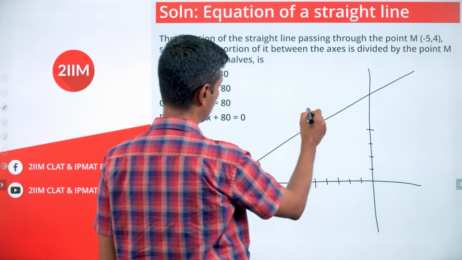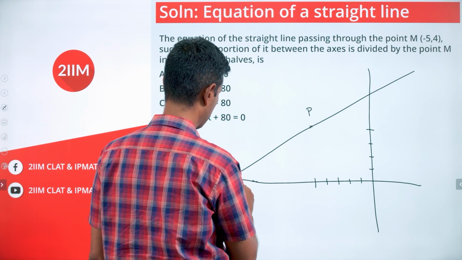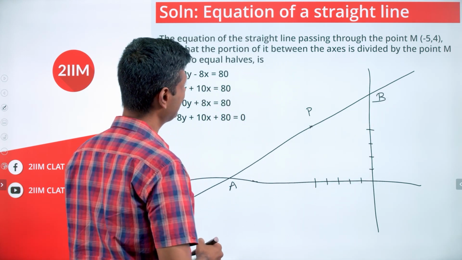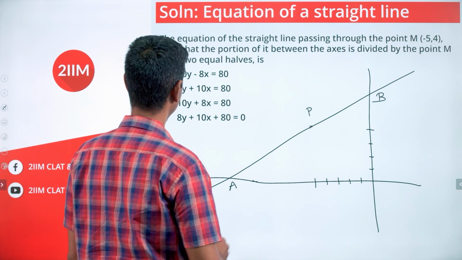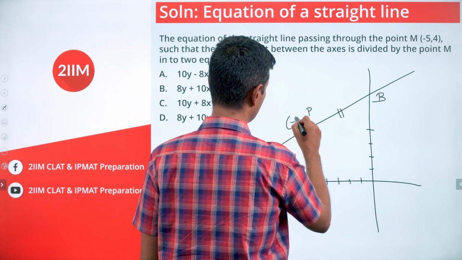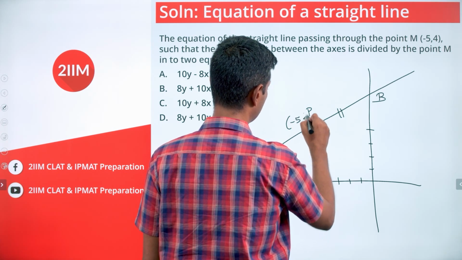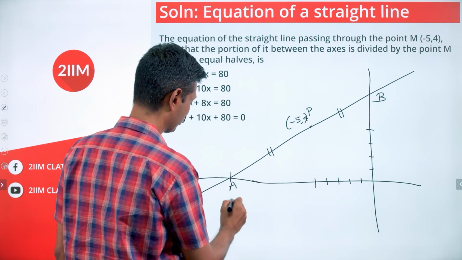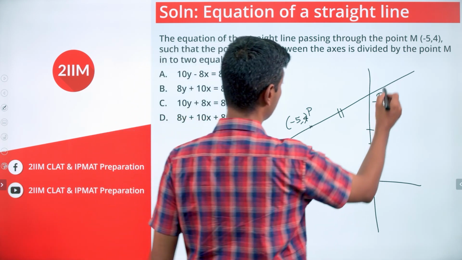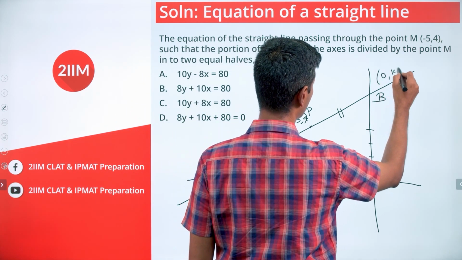So we call this point P. This is A, this is B. We are told the portion between the axes is divided by the point M into 2 equal halves. This is equal to this. This point is minus 5 comma 4. The point here should be h comma 0, it's on the x-axis. The point here should be 0 comma k on the y-axis.